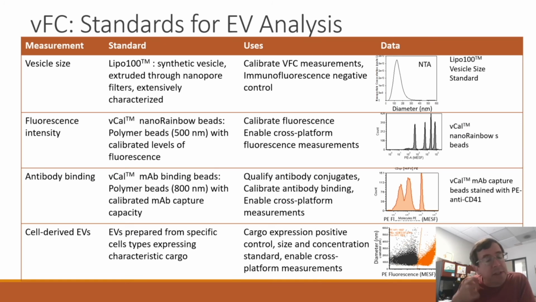So appropriate calibrators and standards are an important part of any assay. And in the VFC assay, we use several. We use a synthetic lipid vesicle that I'll describe in a little more detail as a vesicle size standard. It also serves as the negative control for immunofluorescence. We have bead-based fluorescence intensity standards and antibody binding standards that are useful for rigorous and reproducible fluorescence measurements. And then we use actual cell-derived EVs as appropriate, especially for immunofluorescence.